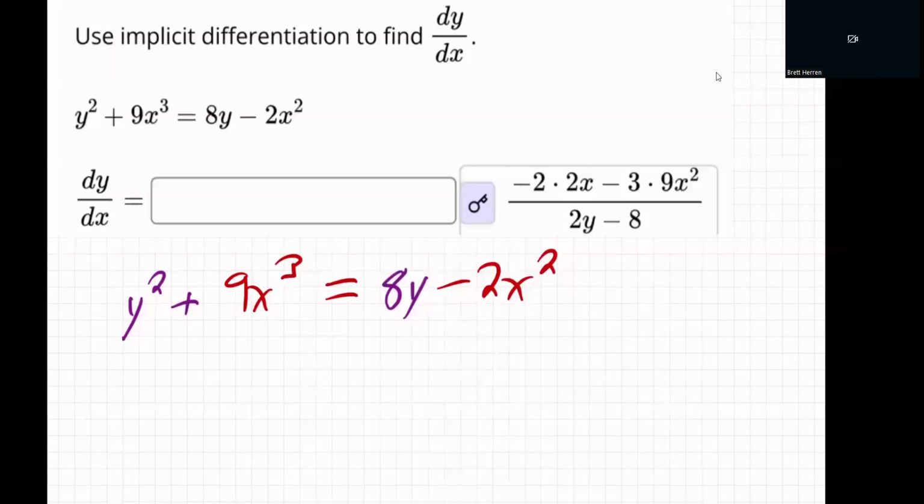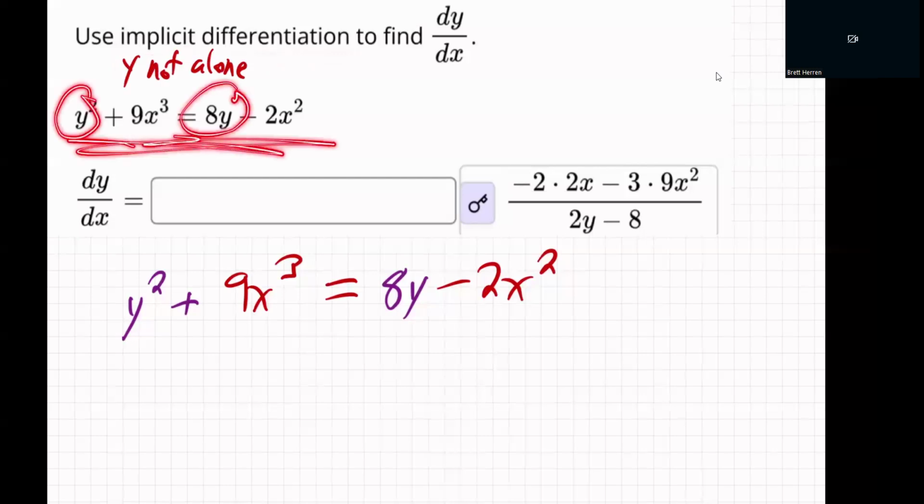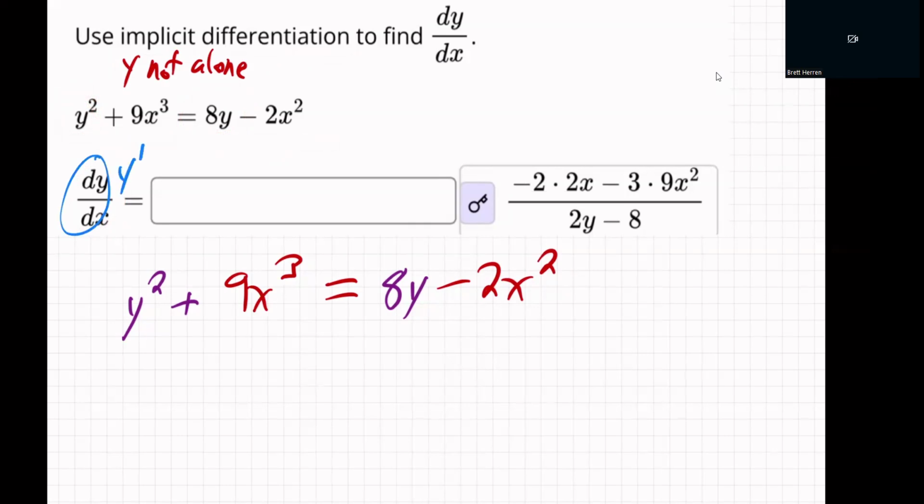Welcome to a problem where we're doing implicit differentiation. That means where y is not alone. If the y is alone, that's called explicit. Y is not alone. As you can see right here, y is here, y is there, y is not alone. And they want the derivative. This is the same as y prime. So they want y prime.